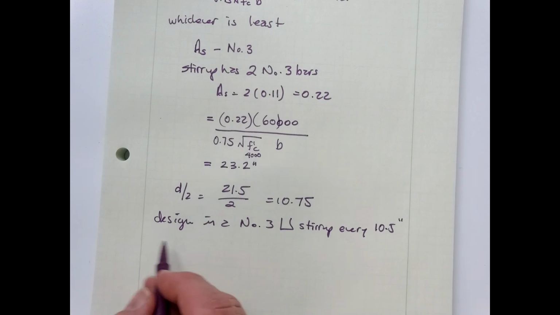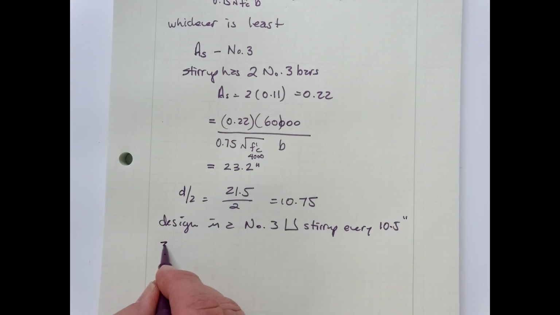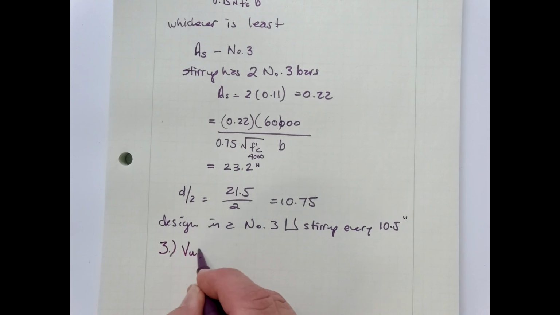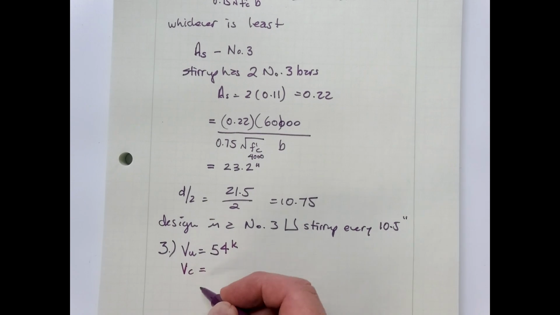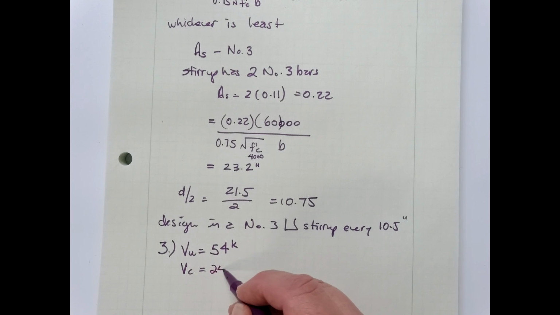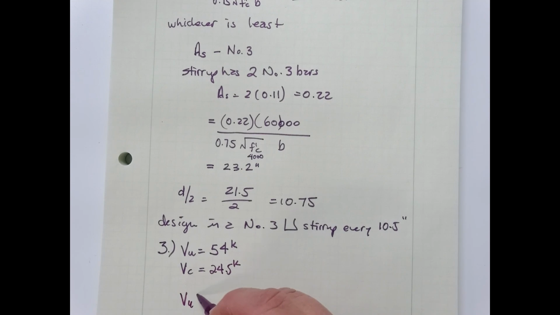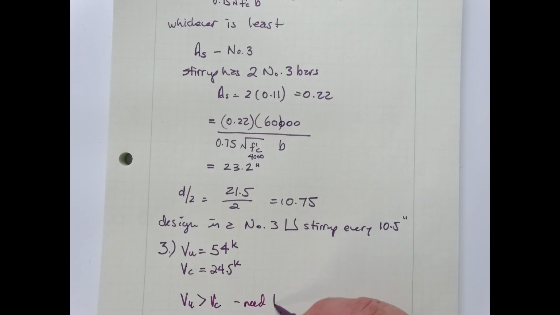Now we do number 3. The demand is now 54 kips. V sub c remains what value? 24.5 kips, right? So here, V sub U is bigger than V sub C, we need to design steel.